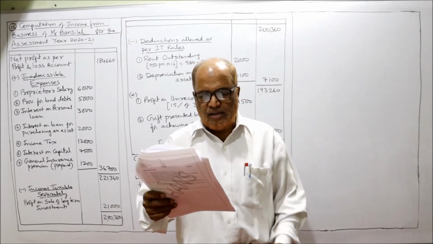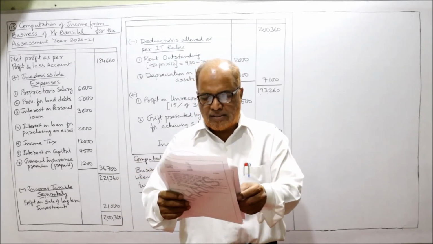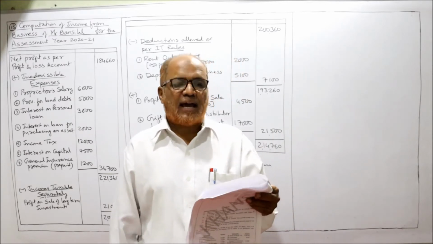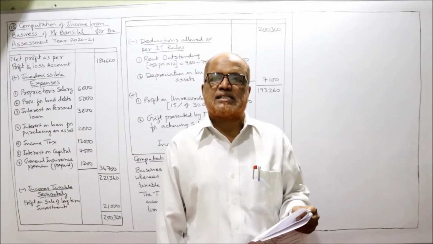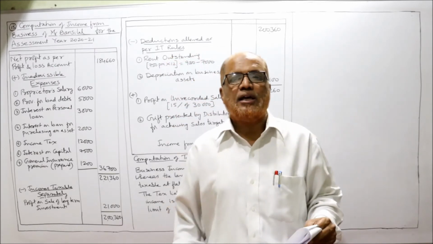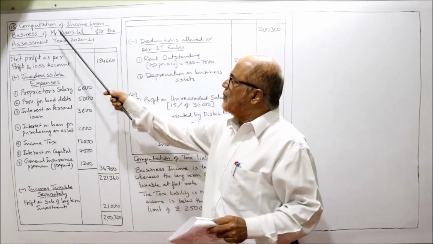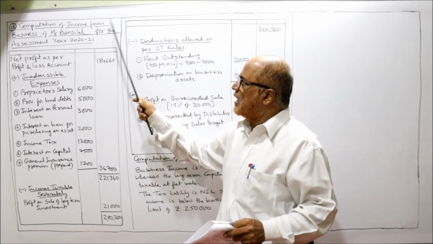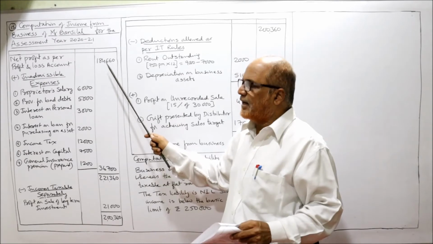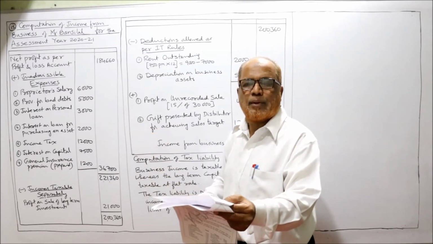The P&L account is given. On the debit side we are given a few items, on the credit side, then net profit. The net profit is 1,84,660. So the starting point of our calculation is net profit. You can see computation of income from business of Mr. Bansi Lal for the assessment year. Net profit as per profit and loss account 1,84,660, given in the problem.